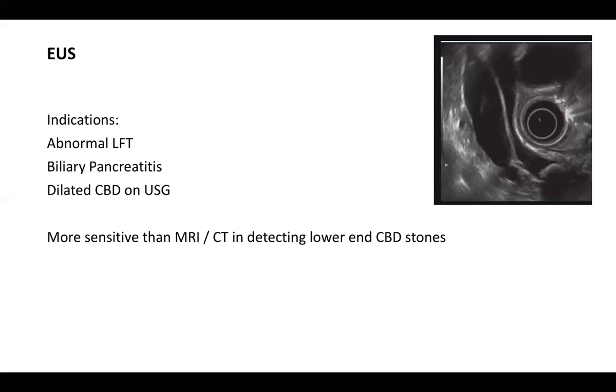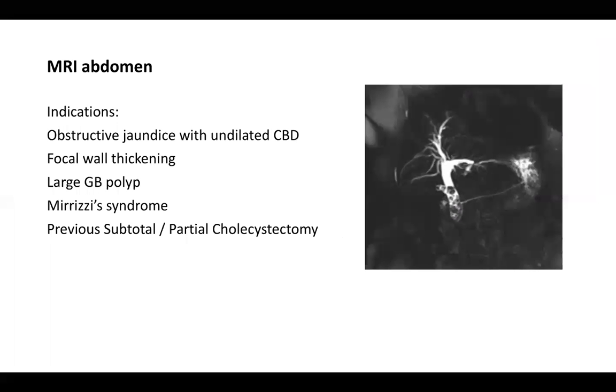So it is important to assess what the clinical symptoms are and the blood reports before deciding on whether the patient needs endoscopic ultrasound. If the patient has biliary pancreatitis, raised amylase, lipase, some amount of back pain, do EUS to basically rule out a CBD stone prior to the surgery, if the ultrasound shows a dilated CBD. Now, an endoscopic ultrasound is more sensitive than an MRI and CT in detecting lower end stones. And I will come to this in my next couple of slides.